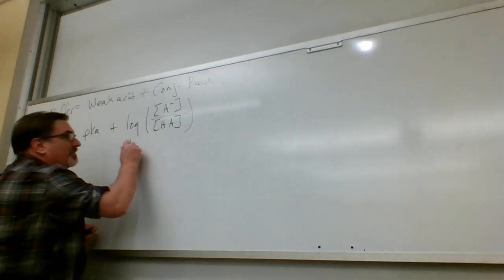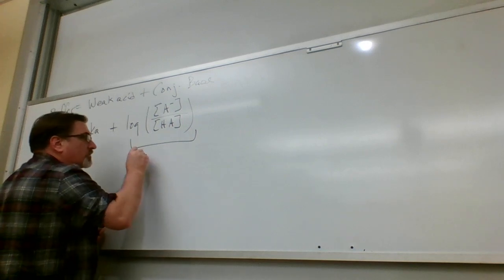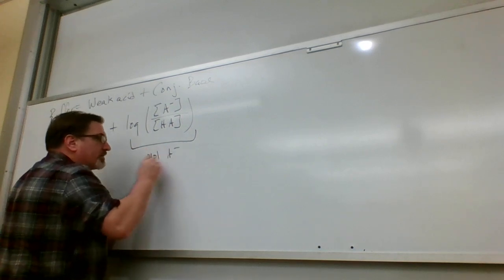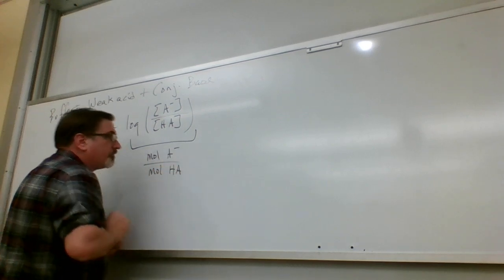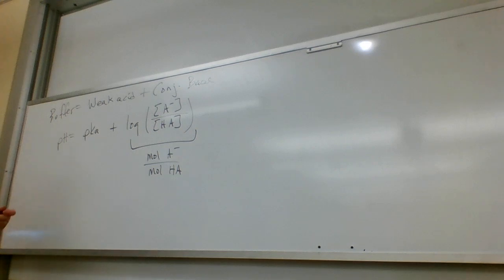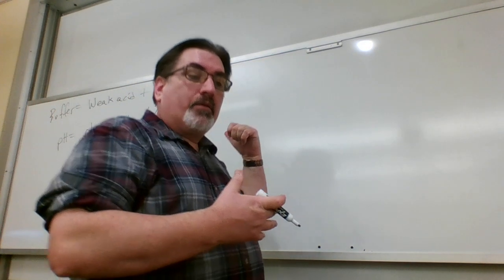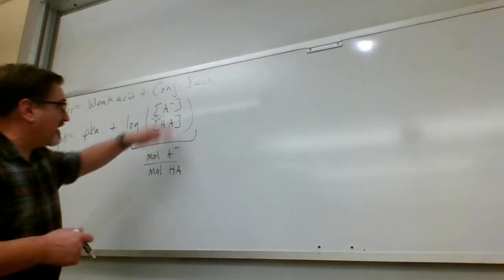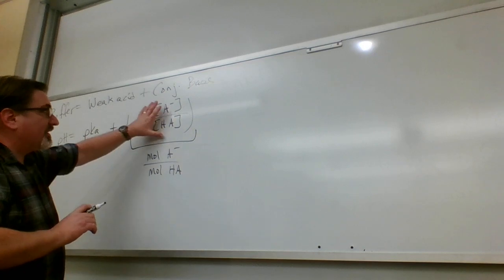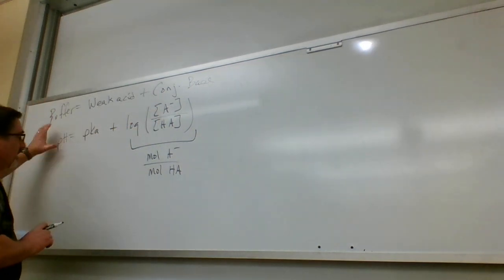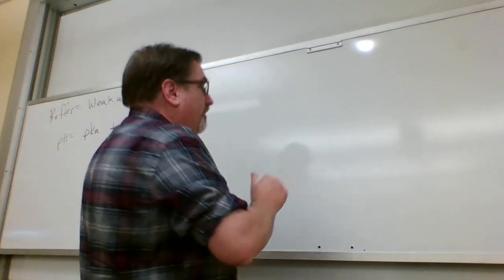Keep in mind, as I mentioned in class, that this term can also be done in moles. So moles of A minus over the moles of HA. So we use this equation to figure out the pH of a buffer, or if we know the pH and these concentrations, we can figure out pKa or any combination of those. Sometimes we're calculating concentration, sometimes we're calculating pKa, but most of the time it's a pH calculation. So those problems work very much like this one.